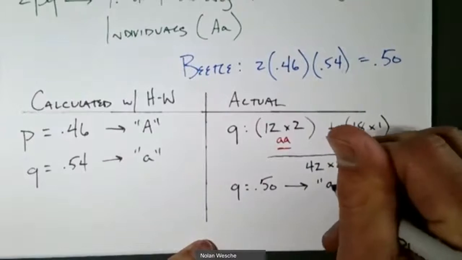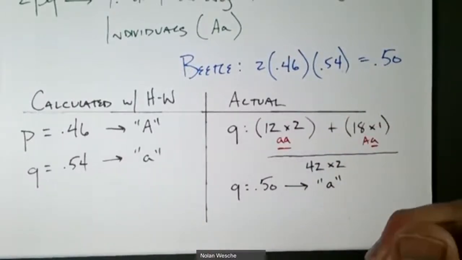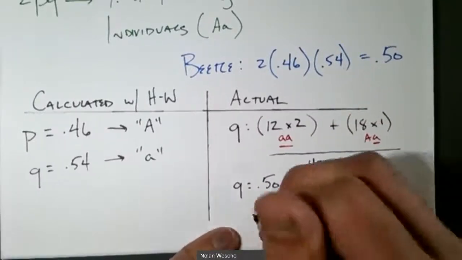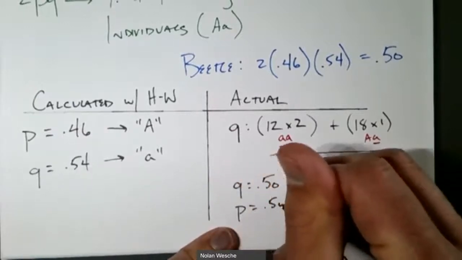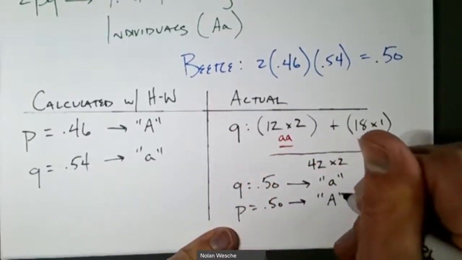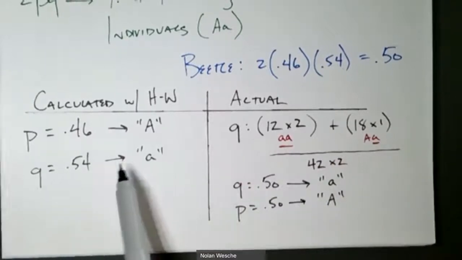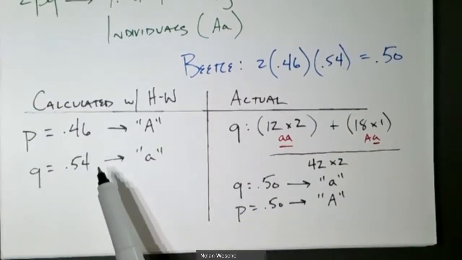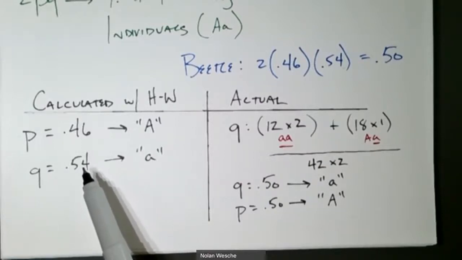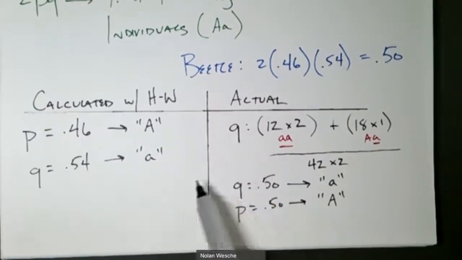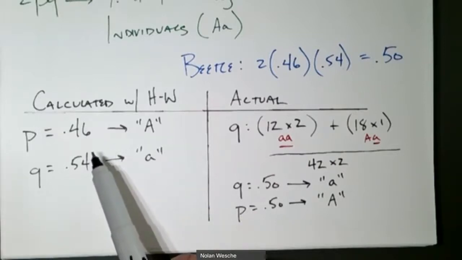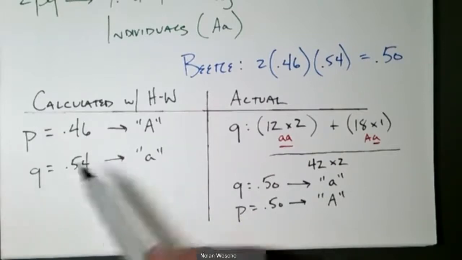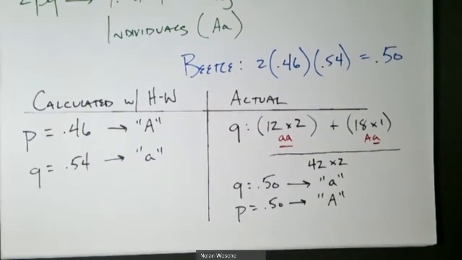That tells me that half the alleles on the page are little a. In reality, that means p is also 0.50, and half the alleles on the page are big A. So you can see my equation did not quite give me the actual percentage of alleles. It was a little bit off, right? We were about 4% off both ways. So if you have a small population size, your Hardy-Weinberg equilibrium will get you close, but there may be some variance there just because of that small population size.